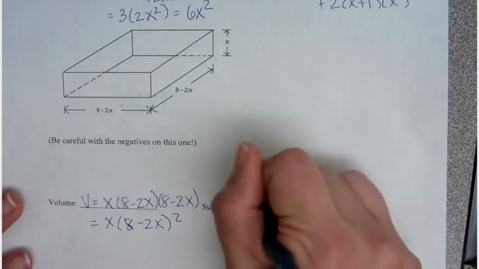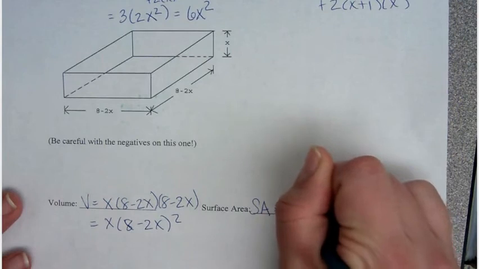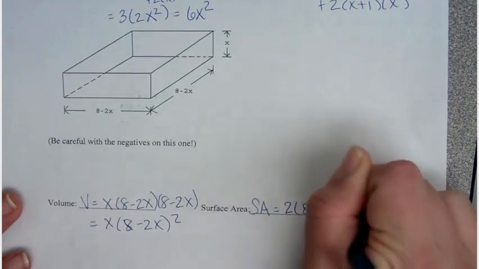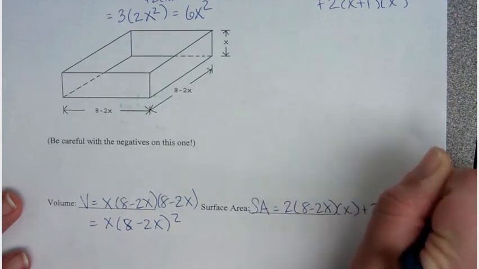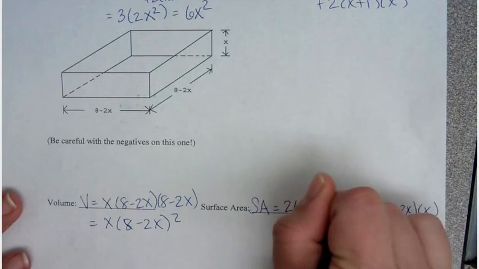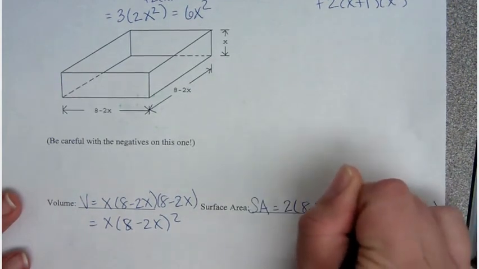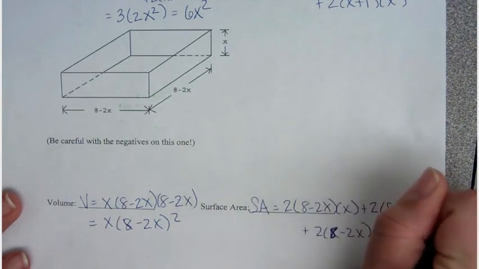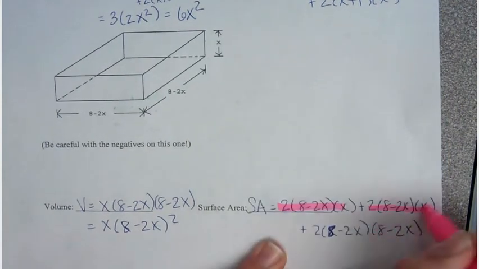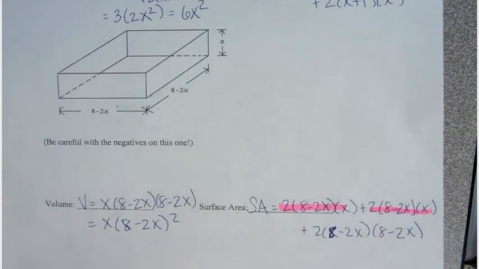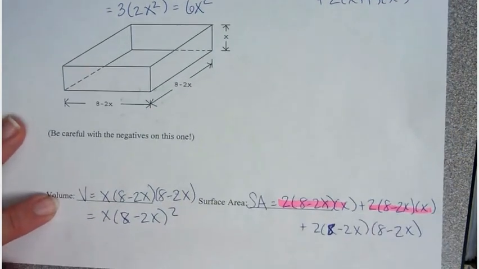And then our surface area is a little bit more challenging. We're going to have 2 times 8 minus 2x times x plus 2 times 8 minus 2x times x plus 2 times 8 minus 2x times 8 minus 2x. Now, I want you guys to notice that these two terms are exactly the same, okay? And that's because our base has two sides that are exactly the same. So keep that in mind.